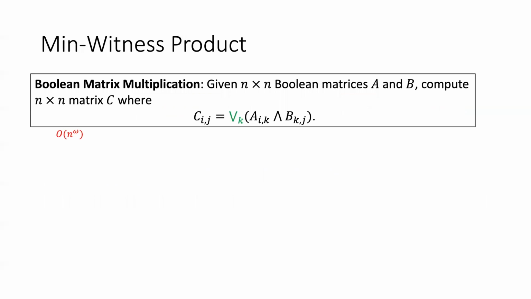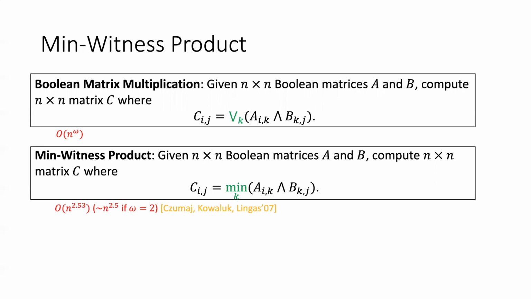The second problem we'll consider is minimum witness product. It is a variant of the Boolean matrix multiplication problem in which we are given two n by n Boolean matrices A and B, and we need to compute an n by n Boolean matrix C, where C_ij is true if and only if there exists some k where both A_ik and B_kj are true.